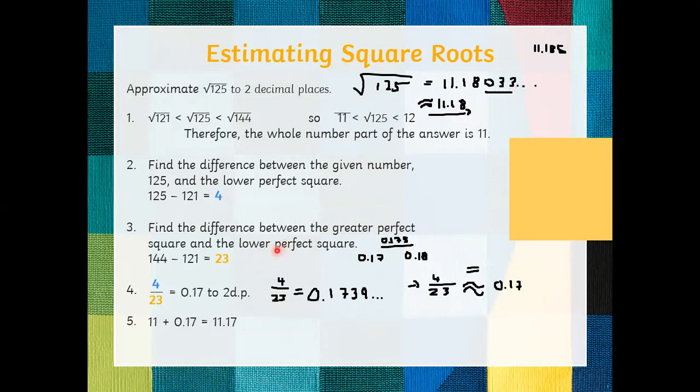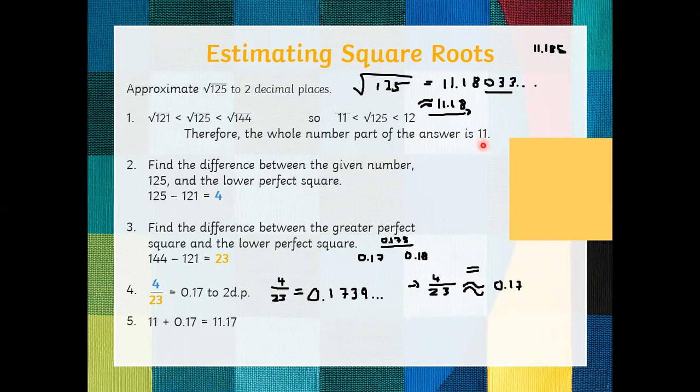And then we find the difference between the given number, 125, and the lower perfect square. And then we find the difference between the greater perfect square and the lower perfect square, 23. And then we use that as a fraction. And then we find that to 2 decimal points. And then we will add that to the whole number of 11.